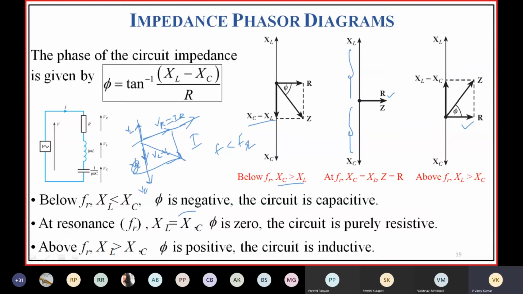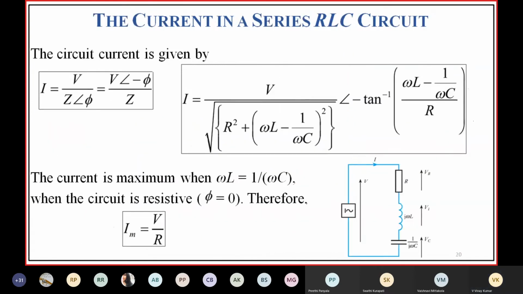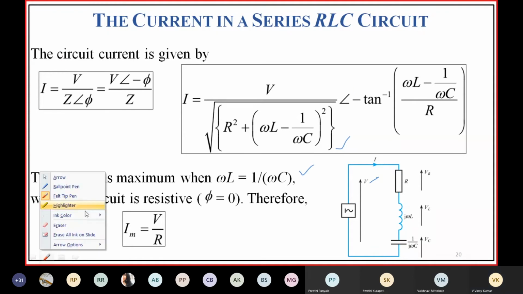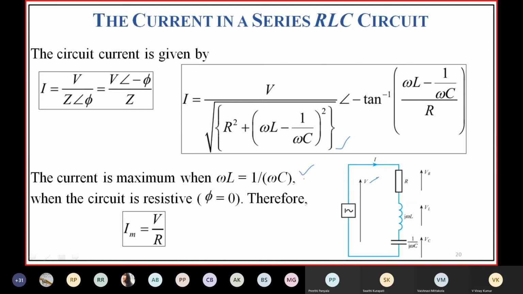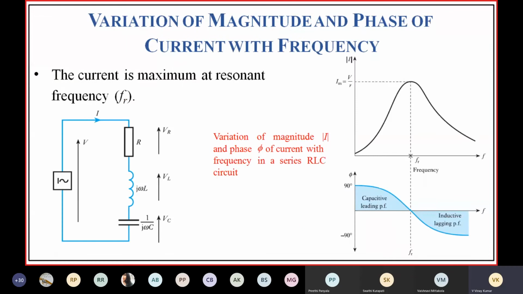Phi is positive when XL is greater than XC. When XL is equal to XC, phi is equal to 0 degrees. Then Z is equal to R. Then what will the current be? The current will be maximum, equal to V by R only, because Z is equal to R. We're going to have a resonance curve like this. Im is equal to V by R.